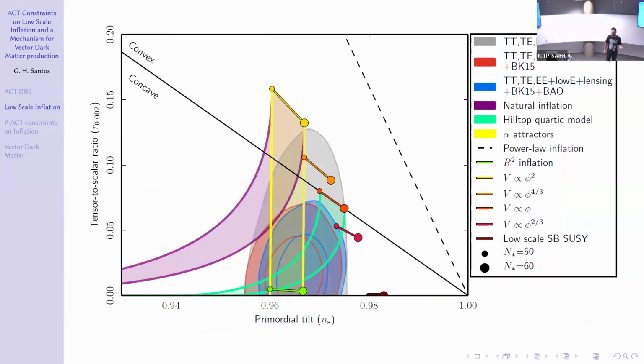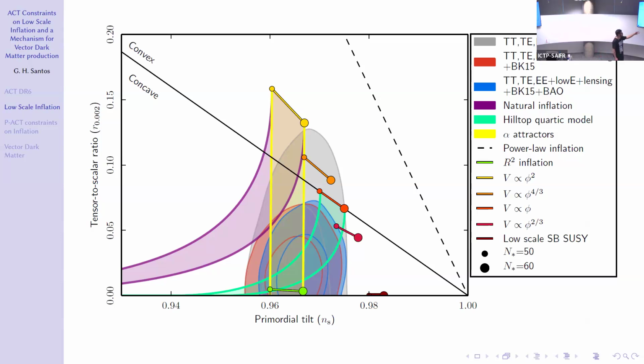Now, before I go back to talking about the ACT results, I'm going to show you this plot that most of you have seen hundreds of times, which is an essential result from the Planck telescope. It's a paper from 2018, and it shows the allowed values of the primordial spectral index and the tensor-to-scalar ratio from the observations. The spectral index must be between 0.96 and 0.97, and the tensor-to-scalar ratio must be very small, below 0.1 or 0.05.